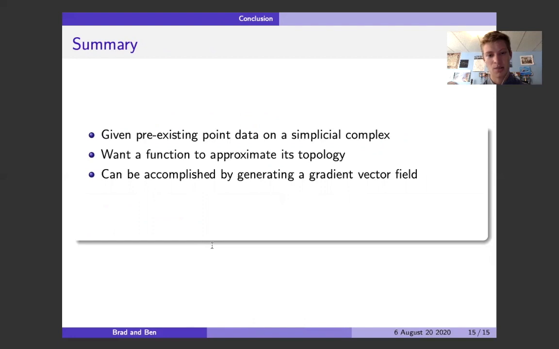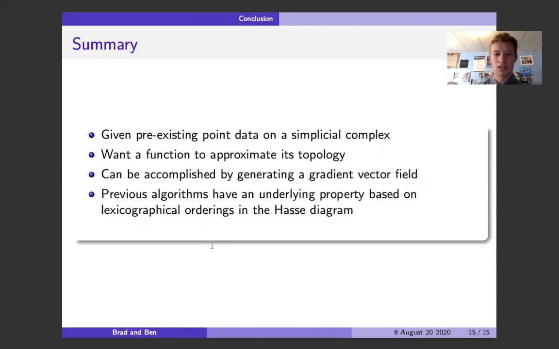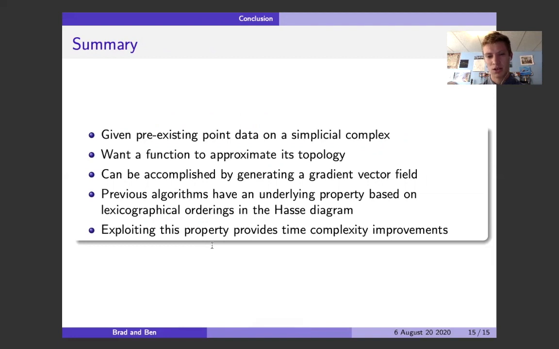This is an equivalent definition to a discrete Morse function, and it's also an equivalent thing to look at everything through the Hasse diagram. And so if we do look at things through the Hasse diagram, these previous important algorithms have an underlying property that they're using based off of lexicographical orderings. And exploiting this property gives us some really nice time complexity improvements. So this is our main result.